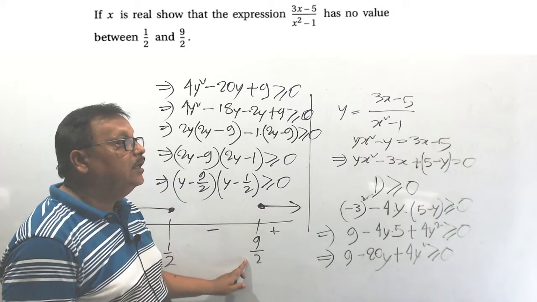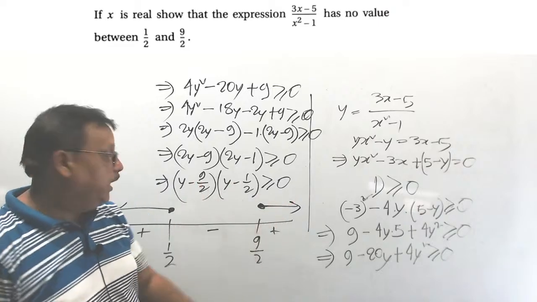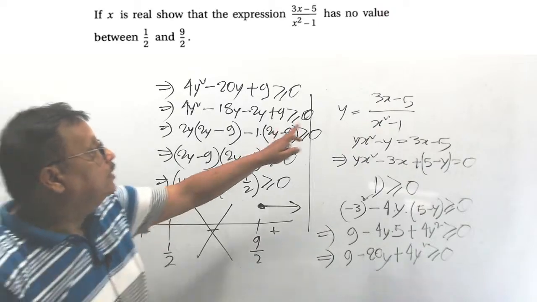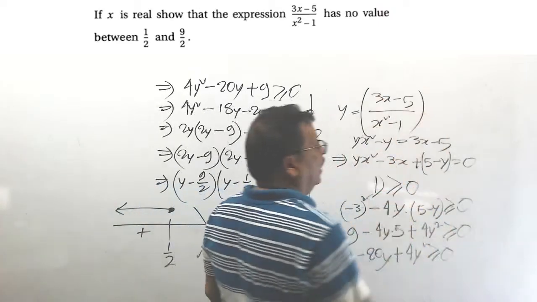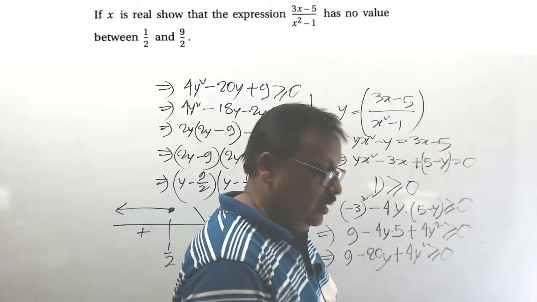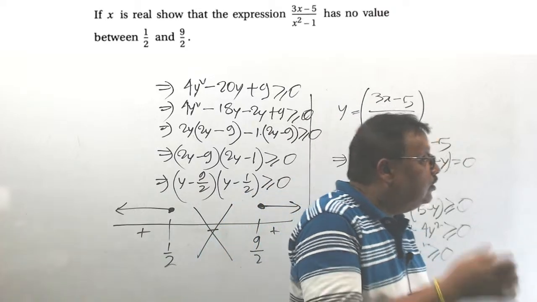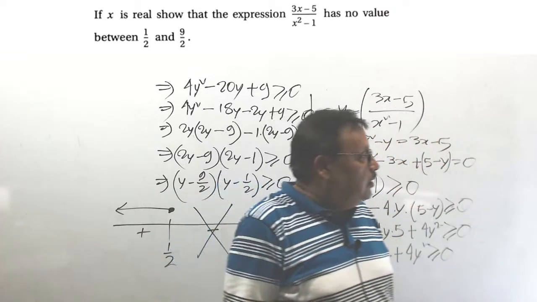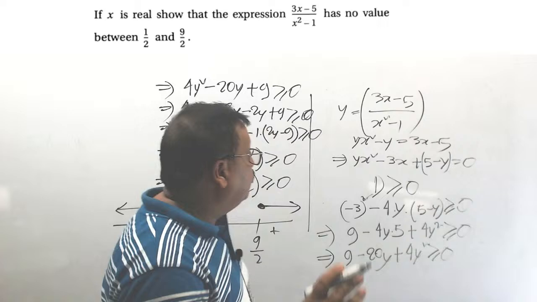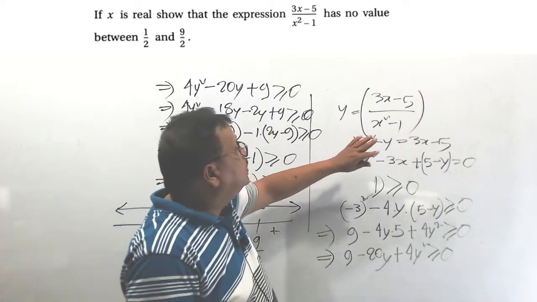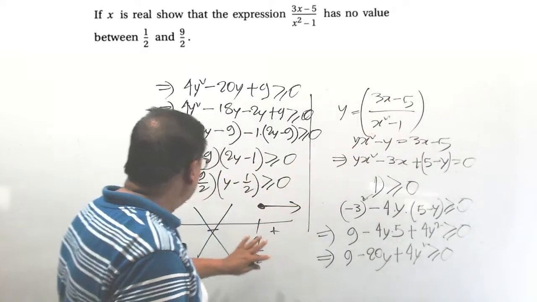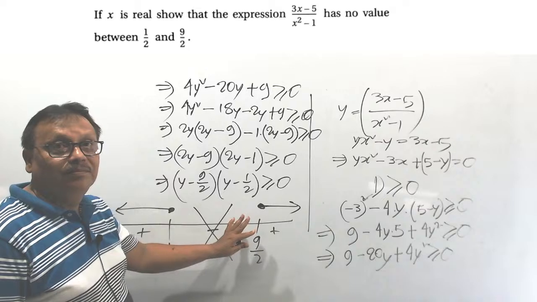Is it not? Yes, it has no value between. Has no value means in between this there are no values of y. Y means what? This expression. Understood? Clear? Okay. So this way you have to solve such types of problems. And the question may be like this, that is, find the maximum value of this or the minimum value. But for this there is no maximum or minimum. Can you tell?